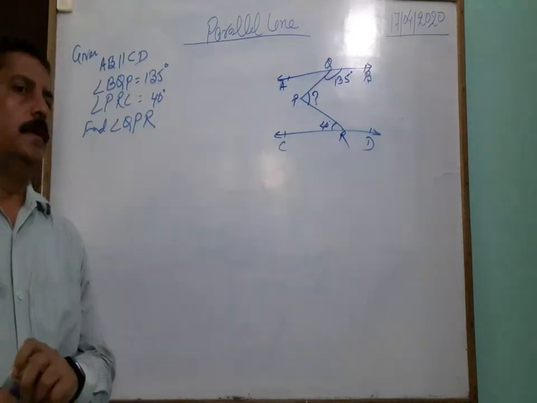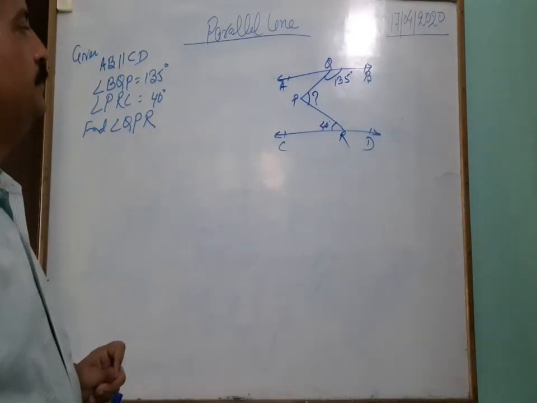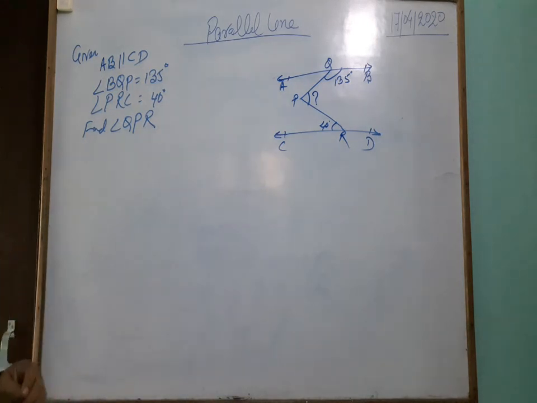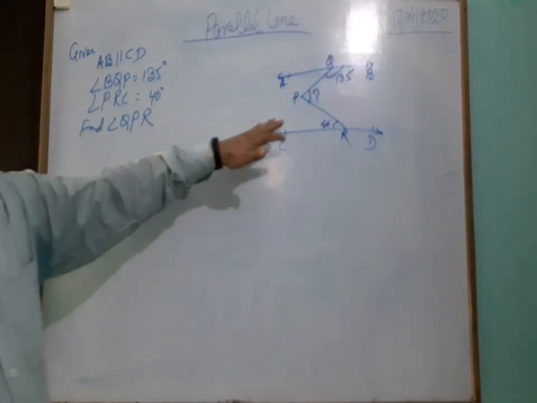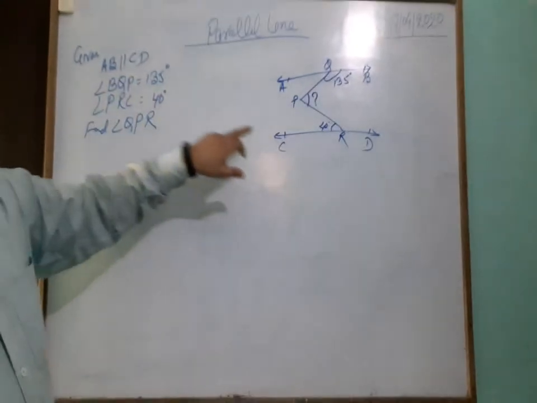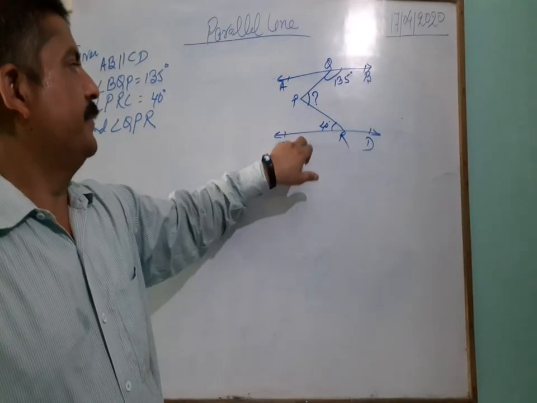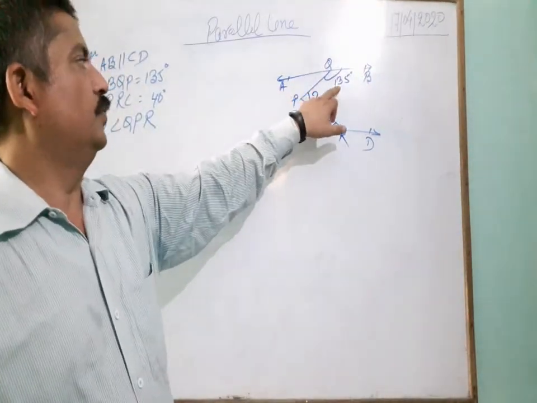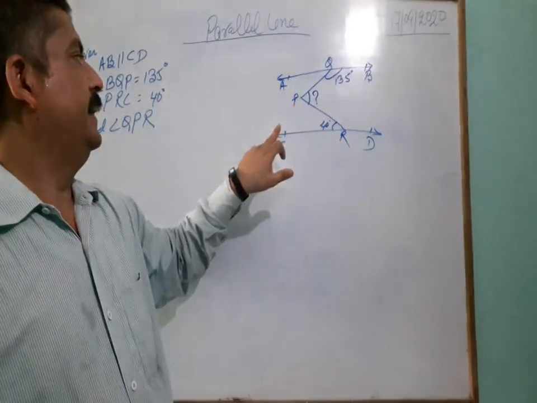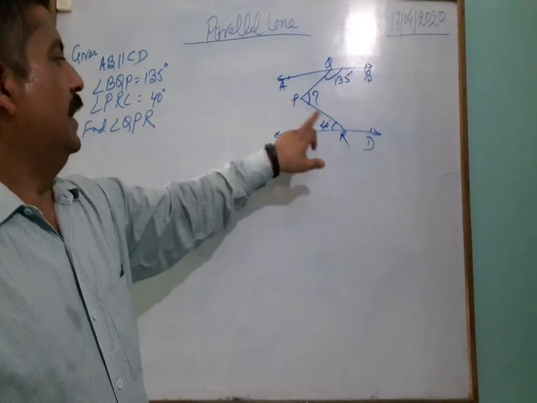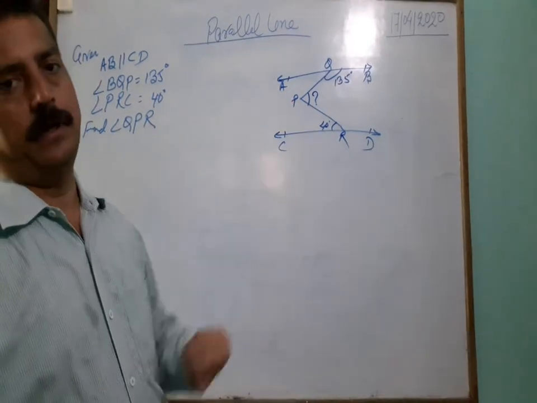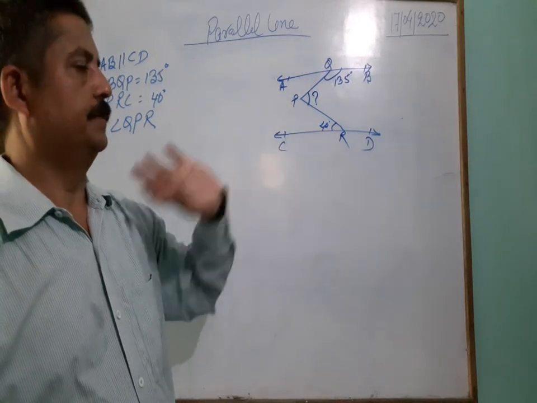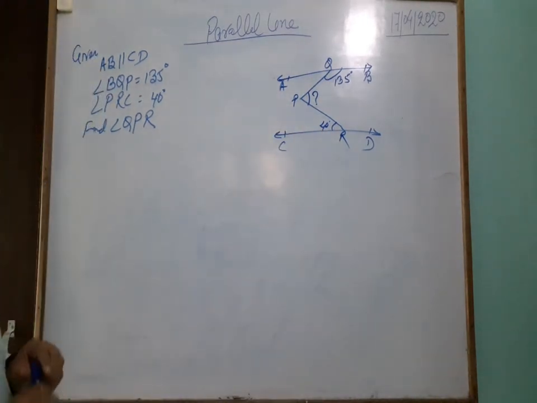So now let us discuss some examples based on parallel lines and angles. In the first question, we are given that AB and CD are two parallel lines. Angle BQP is equal to 135 degrees and angle PRC is equal to 40 degrees. Find the value of angle QPR. So how to find it?